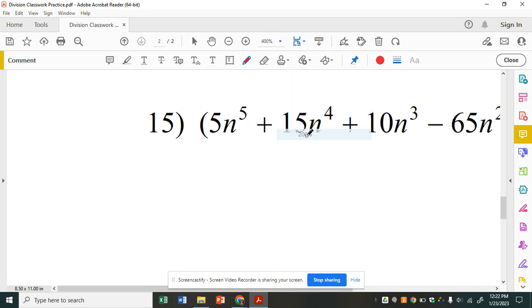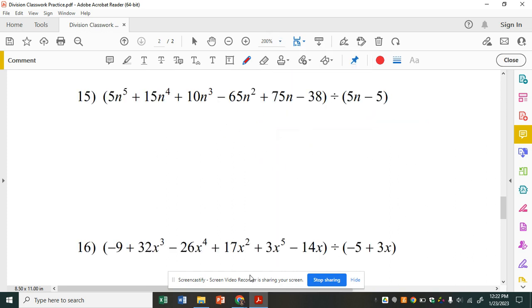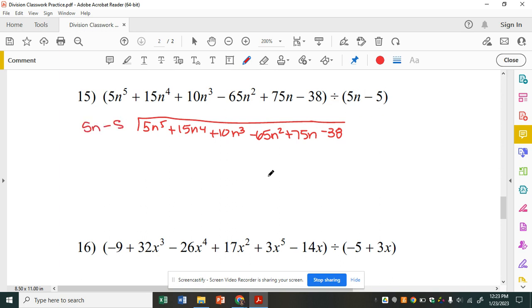Okay. From here, again, your long polynomial, the first one, always goes underneath your division house. You're going to have 5n to the 5th plus 15n to the 4th plus 10n cubed minus 65n squared plus 75n minus 38. And all of that is being divided by what comes second, the 5n minus 5.